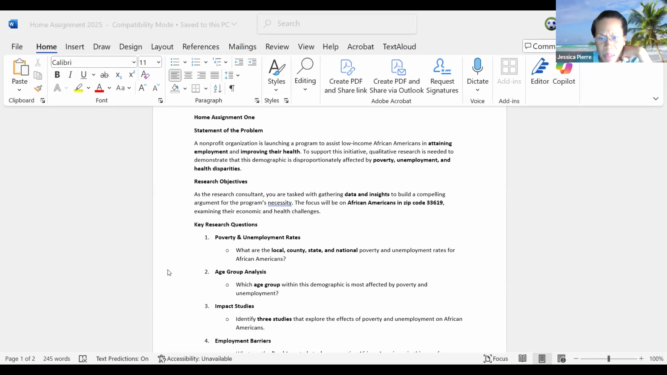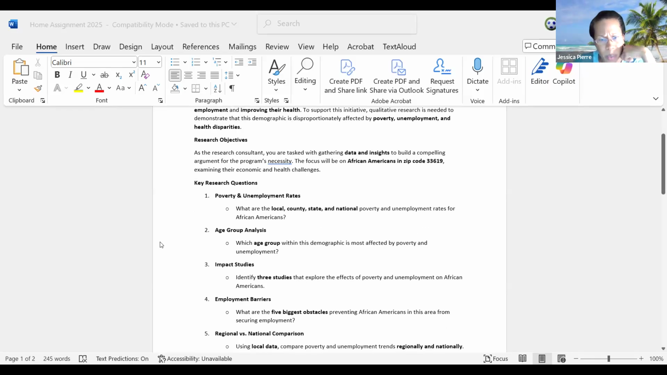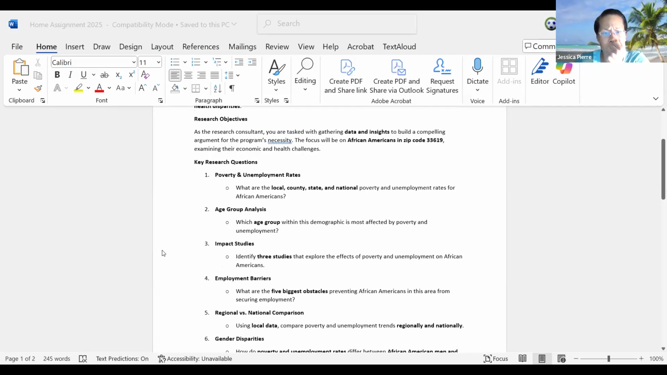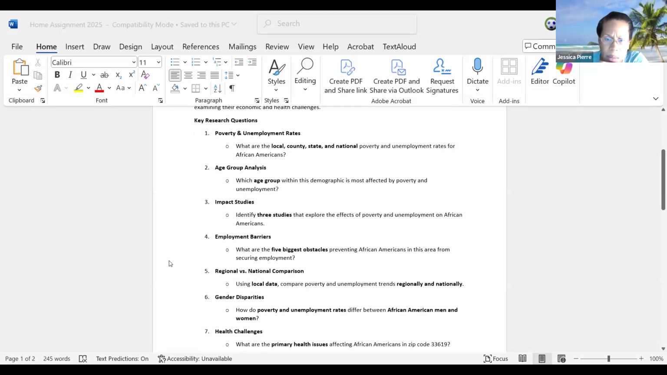The focus will be on African Americans in zip code 33619, examining their economic and health challenges. Key research questions. One, poverty and unemployment rates. What are the local, county, state, and national poverty and unemployment rates for African Americans? Two, age group analysis. Which age group within the demographic is most affected by poverty and unemployment? Three, impact studies. Identify 3 studies that explore the effects of poverty and unemployment on African Americans. Four, employment barriers. What are the 5 biggest obstacles preventing African Americans in this area from securing employment?